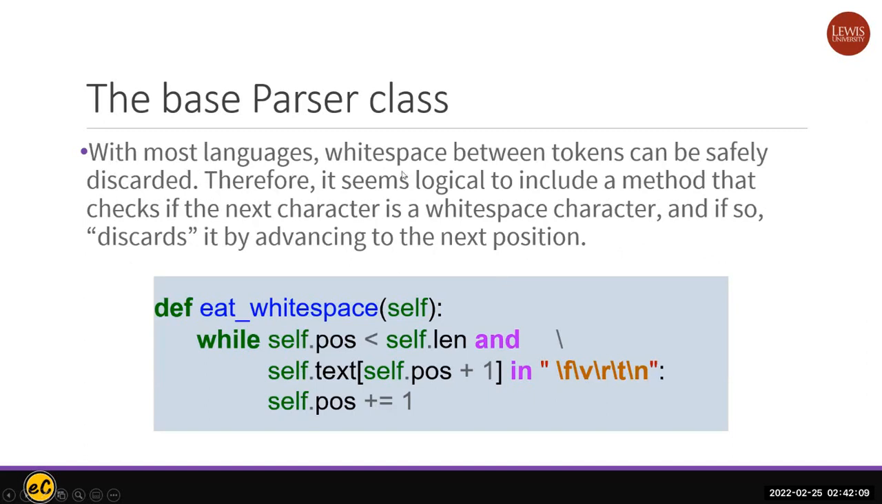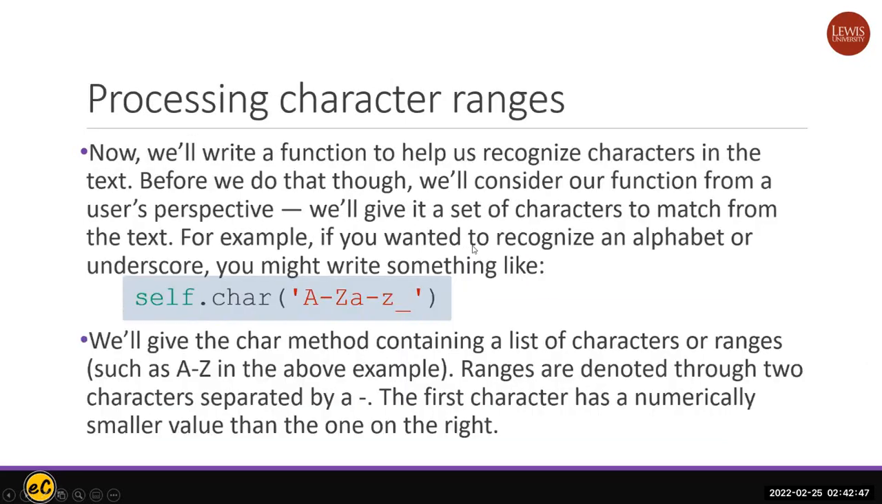With most languages, white space between tokens can be safely discarded. So therefore, it is logical to include a method that checks if the next letter is a white space letter, and if so, discards it and advances to the next position. Basically, you keep advancing until you see something that is not a white space letter.